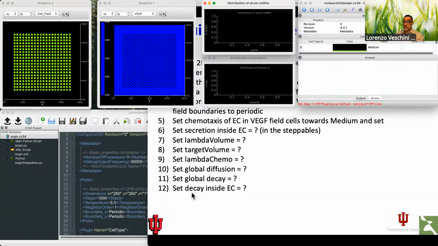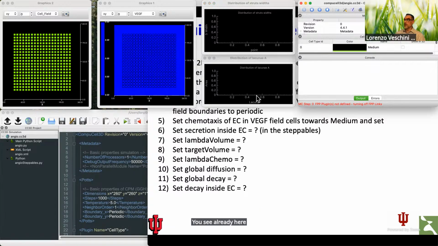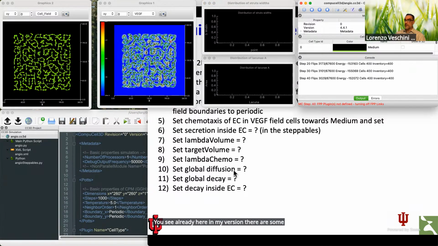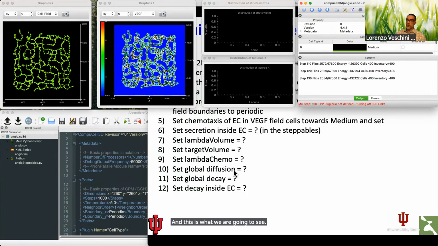This simulation just needs to set up the XML side of things. It doesn't need any Python code, but you will see that in the student material there is a part with the Python code, and we will use it later for analysis, for reporting, for plotting. So you see already here in my version there are some plots, and this is what we are going to see in the simulation.